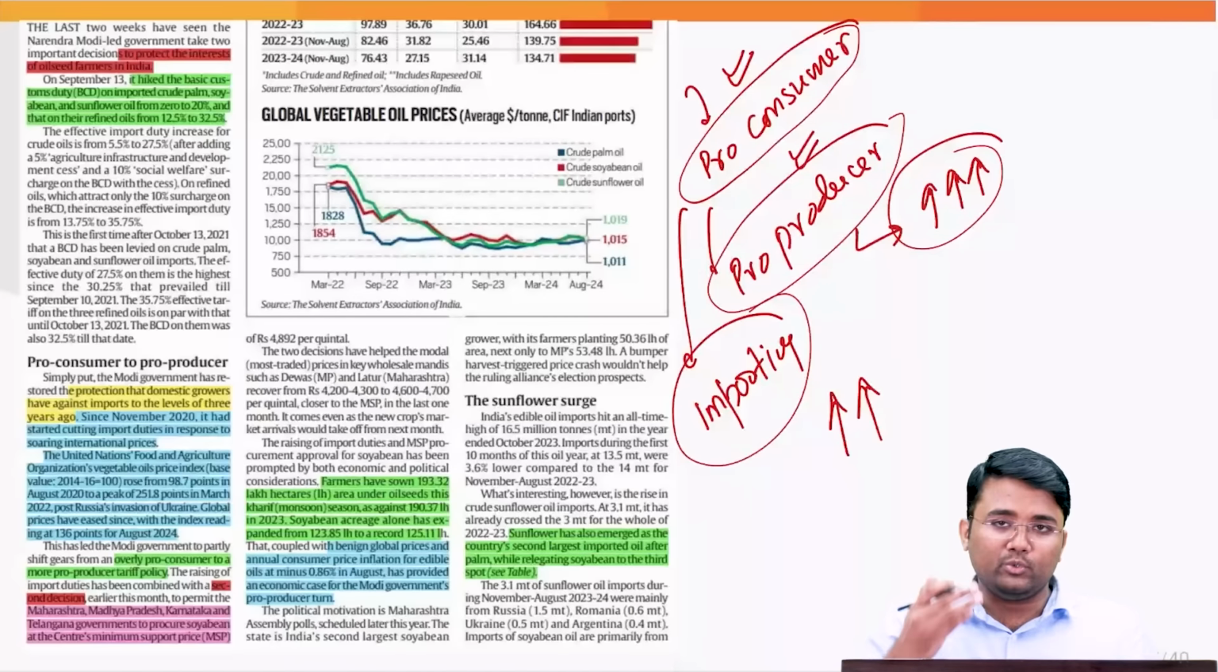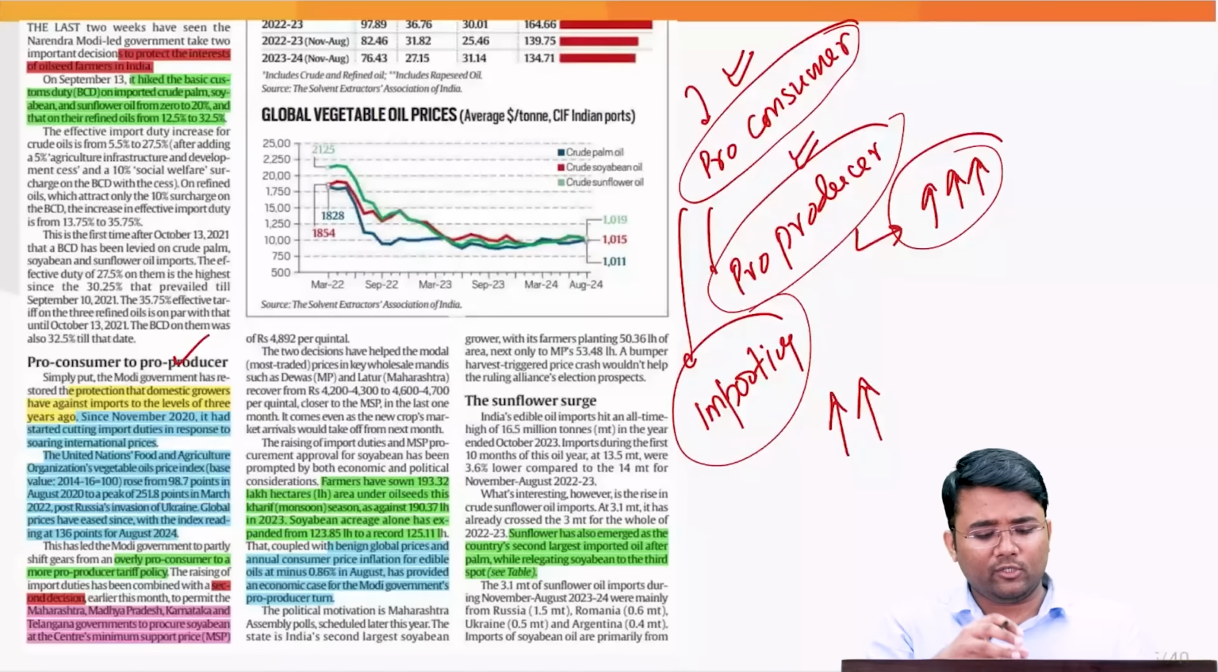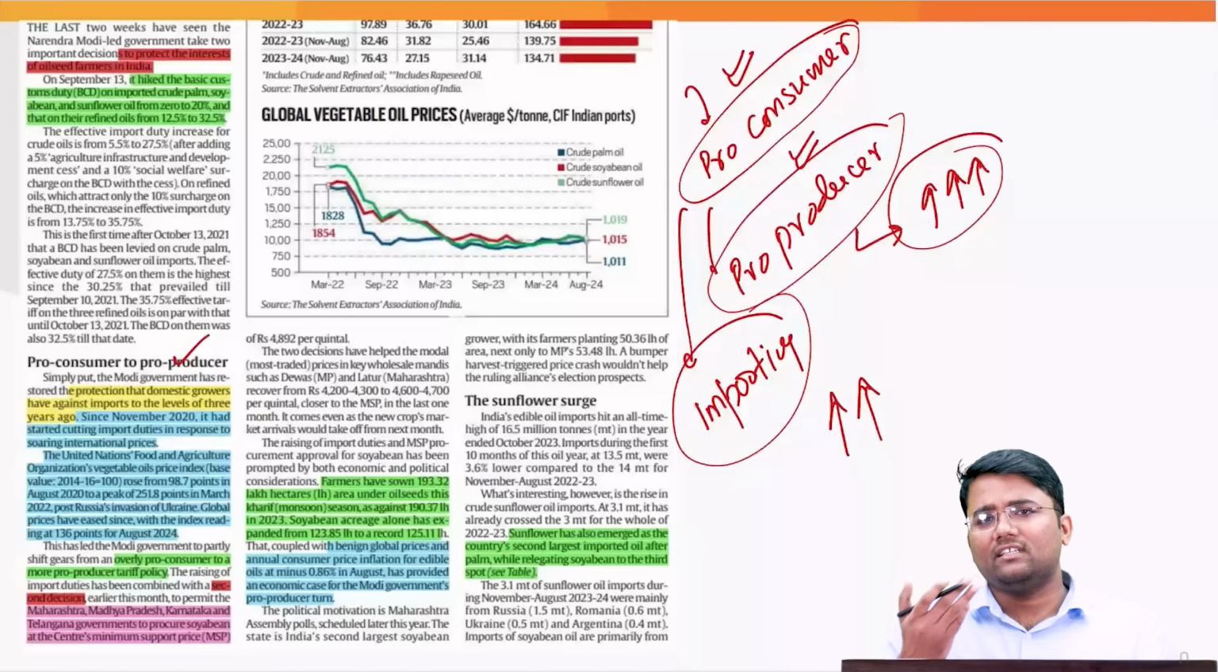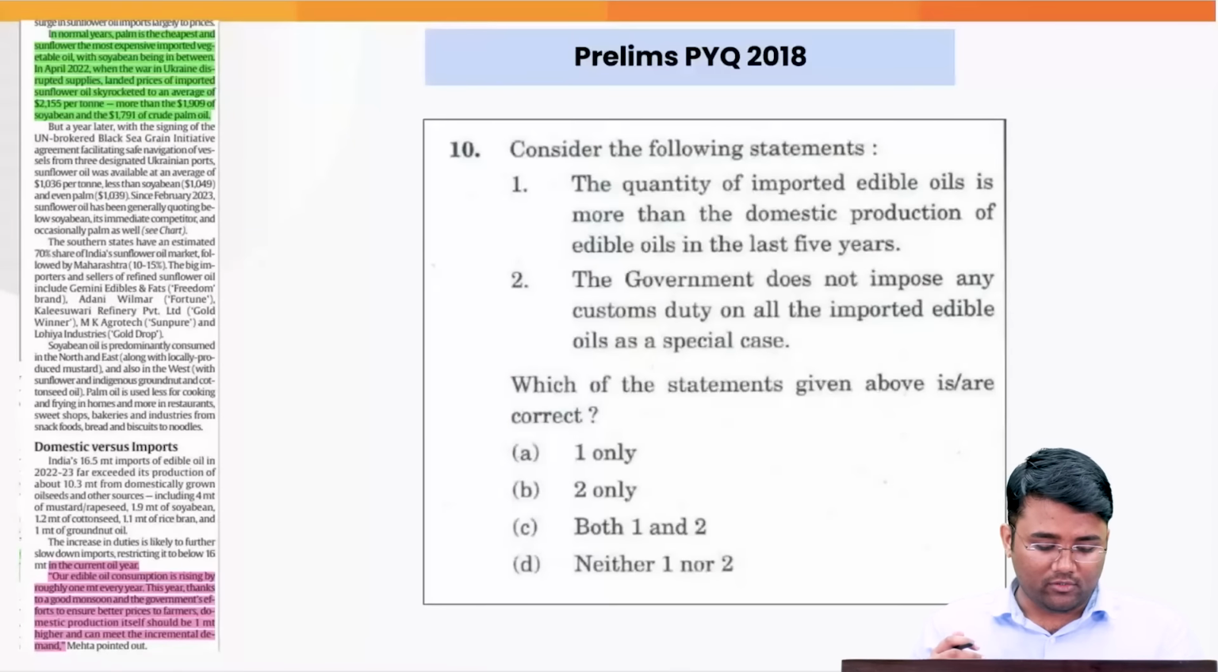So the government earlier was focusing more on consumers, the ultimate people, but now they are also looking after the producers. In this regard, this particular explained piece in the Indian Express has come, which is talking about the various measures the government has taken, where they have shifted to pro-producer from being pro-consumer.